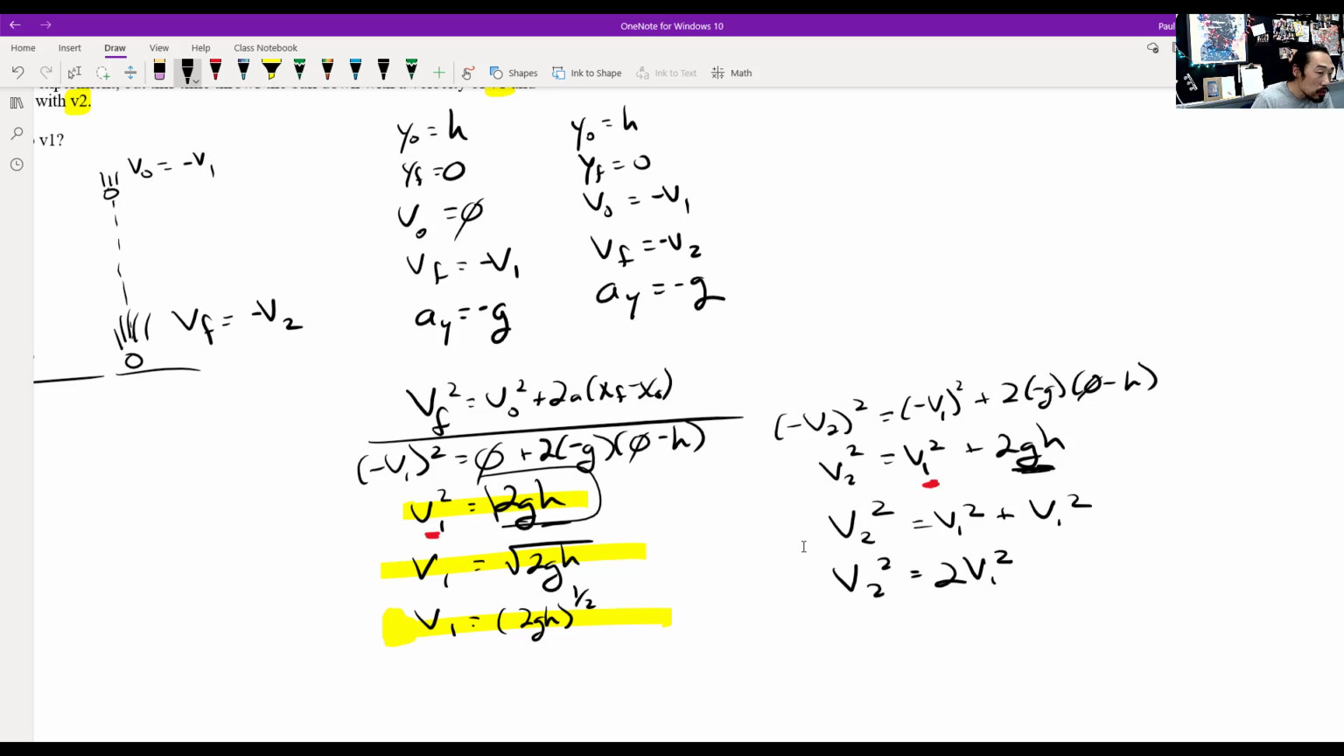We can take the square root of everything, because we want it in terms of v2 and v1. So the square root of this and the square root of all of that gives us v2 is equal to root 2 times v1. So v2 is going to be the square root of 2 times bigger than v1.